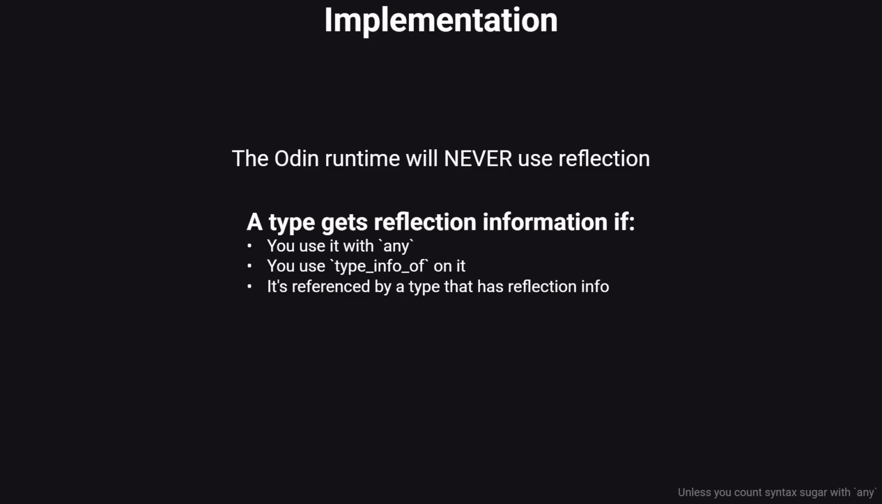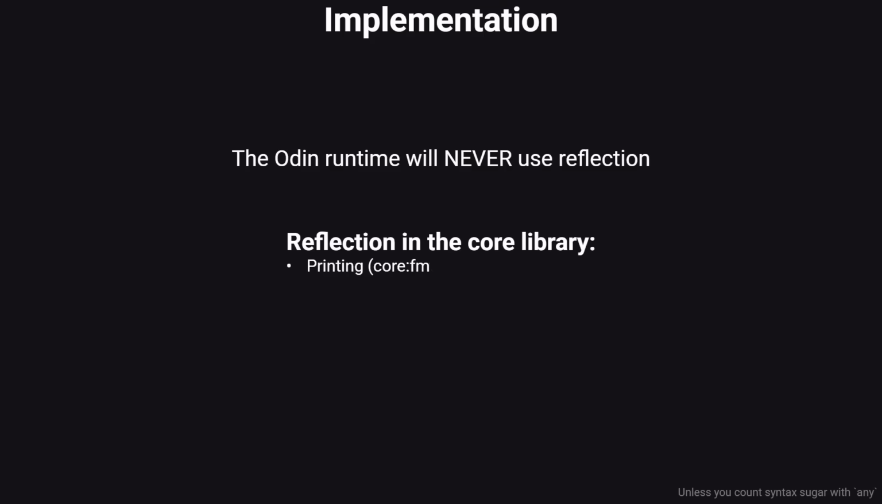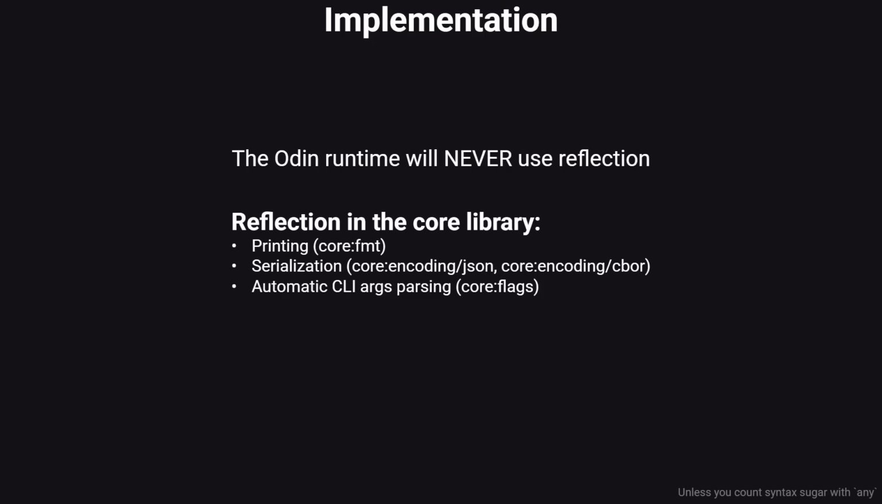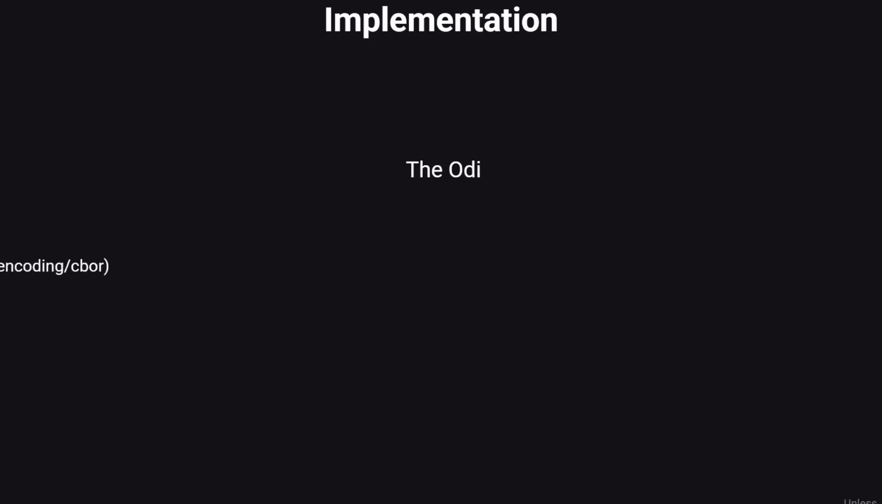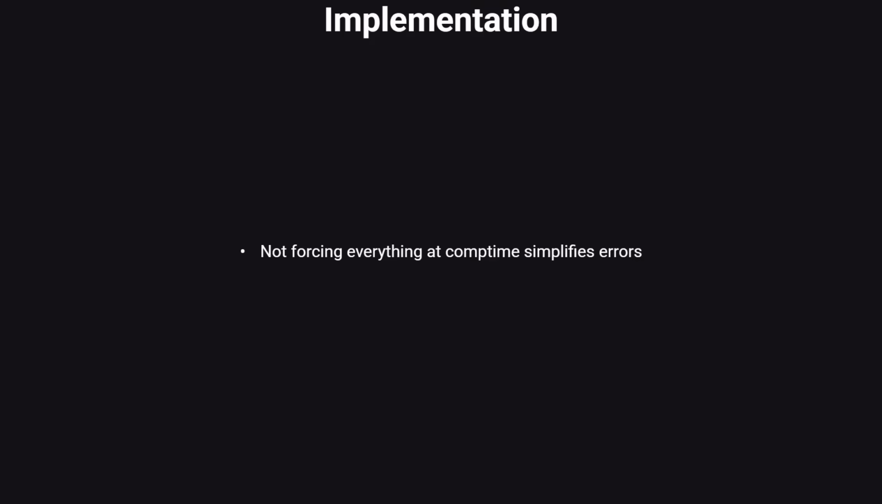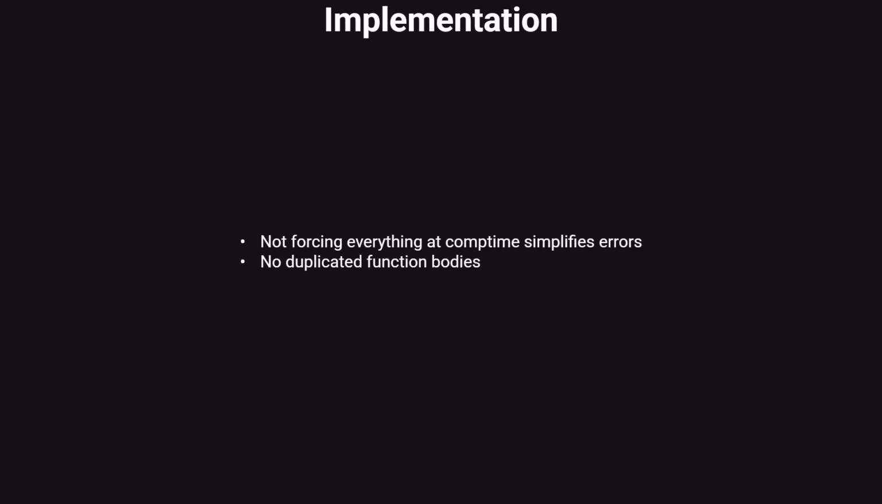Some examples of where reflection is used inside the standard library include printing and serialization, which are massively helped by runtime reflection. Doing it at runtime means error checking is a lot easier, and you don't have to duplicate function implementations for every type that you print or serialize.